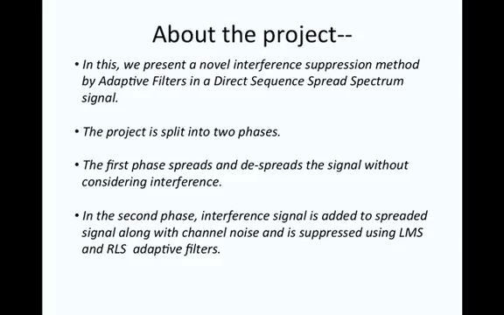About the project, we present a very novel interference suppression method using adaptive filters in a direct sequence spread spectrum signal. The project can be regarded in two phases. The first phase spreads and despreads the signal without considering the interference. In the second phase, the interference signal is added to the spread signal along with channel noise and is suppressed using least mean square and recursive least square adaptive filters. The performance is later compared, and we draw some conclusions from them.